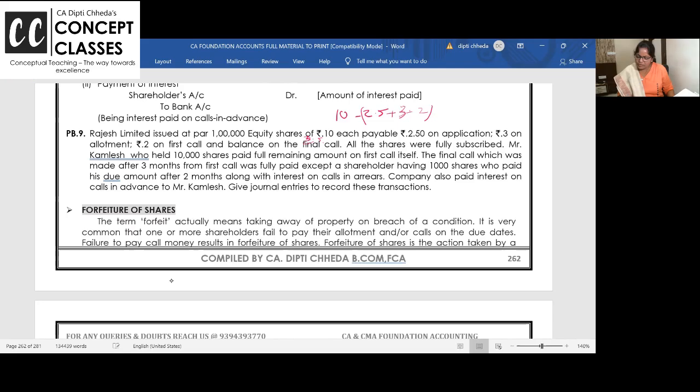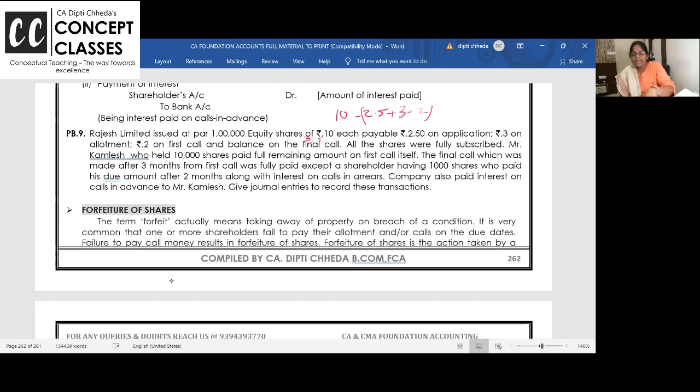Kamlesh, who had 10,000 shares, all the shares are fully paid. Mr. Kamlesh, who held 10,000 shares, paid the full remaining amount on the first call itself. Okay, he paid the final call in the first call. So we will have to pay him interest. The final call was made after 3 months from the first call, and was fully paid except by a shareholder having 1,000 shares, who paid after 2 months. So that becomes call in arrears. The company also paid interest on call in advance. Give journal entries for all this.